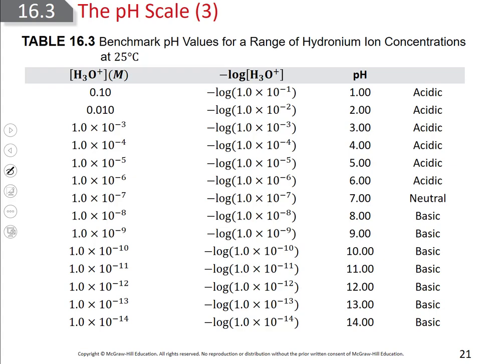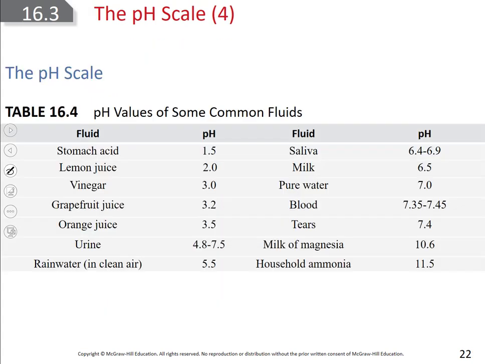This is on page 724. So, some common substances and their pHs. Stomach acid has a pH of about 1.5, so that's very, very acidic. That's pretty far down in the pH range. Lemon juice is about 2.0, vinegar about 3.0, then grapefruit juice, orange juice.